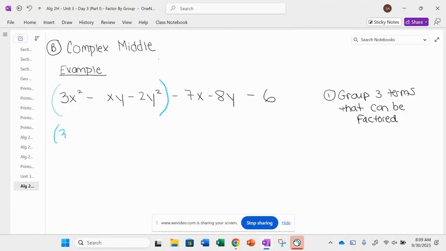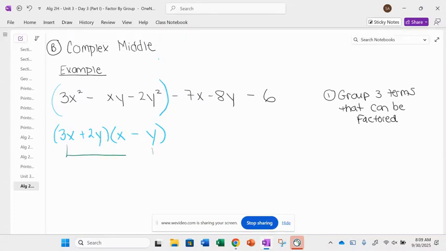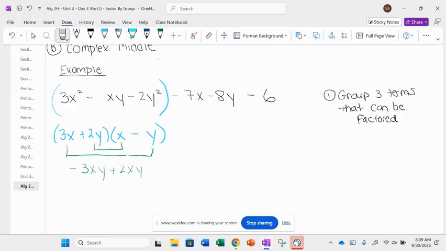So this becomes a 3x and an x, and then we're going to have a negative y and a positive 2y. So just to show you that I factored this correctly, I'm going to check the middle. 3x times a negative y is a negative 3xy, and then 2y times x is a positive 2xy. Doesn't that give us a negative xy? So I know I factored this correctly.